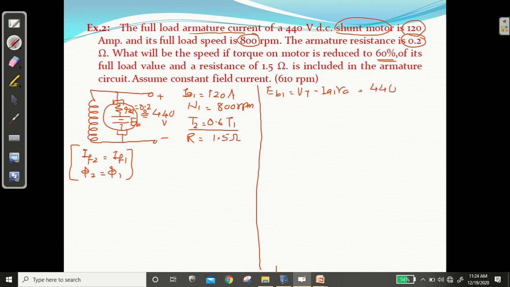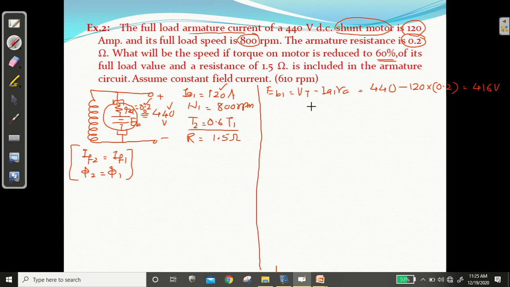How much is VT? 440, that is 440 volt, minus IA1. How much is IA1? IA1 is 120 into RA, which is given as 0.2. So 120 into 0.2, 24 volt. 440 minus 24 gives 416 volt, I think so. Yes, it is 416 volt, right? That is EB1.